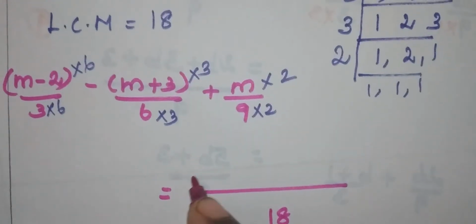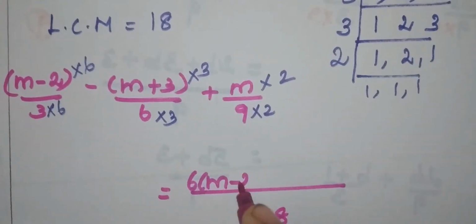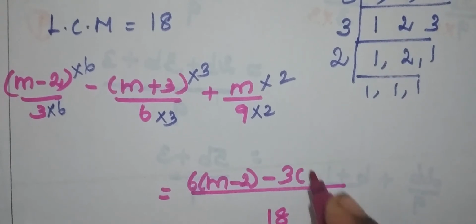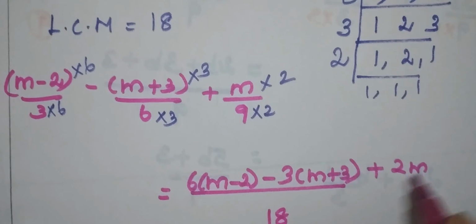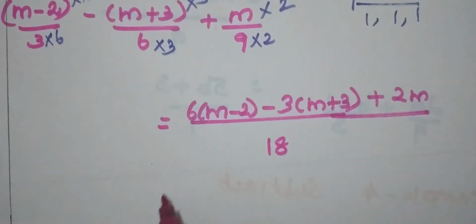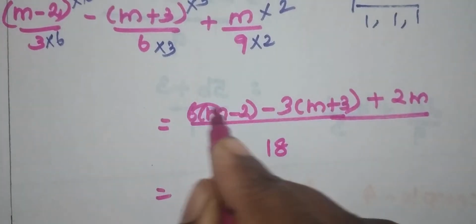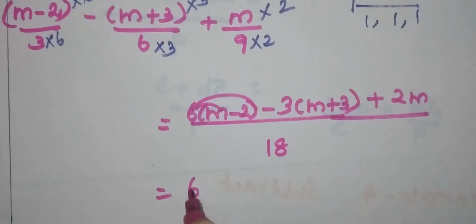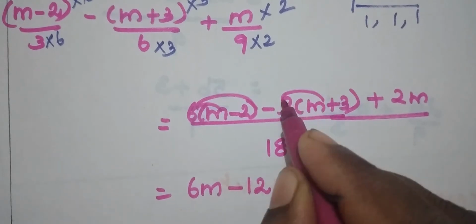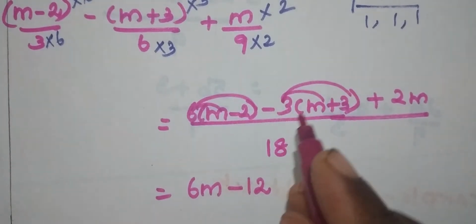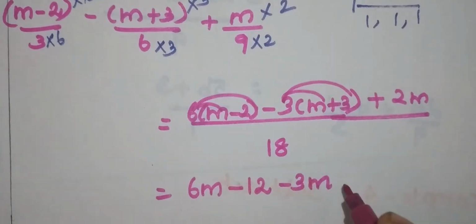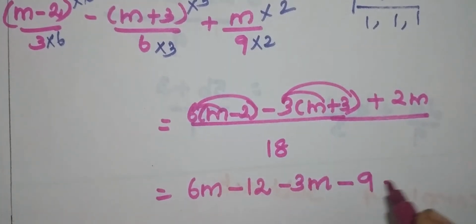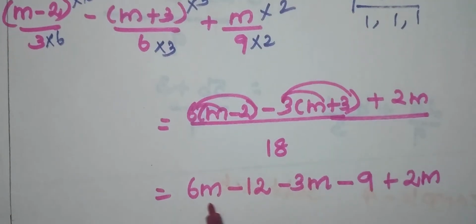Here this is 6 times of m minus 2 minus 3 times of m plus 3 and 2 times of m. Multiply this 6 with the terms inside the bracket. 6 into m is 6m, minus 6 2s are 12. Multiply this minus 3 with the terms inside the bracket. Minus 3 into m is minus 3m. Minus into plus is minus, 3 3s are 9, plus 2m divided by 18.